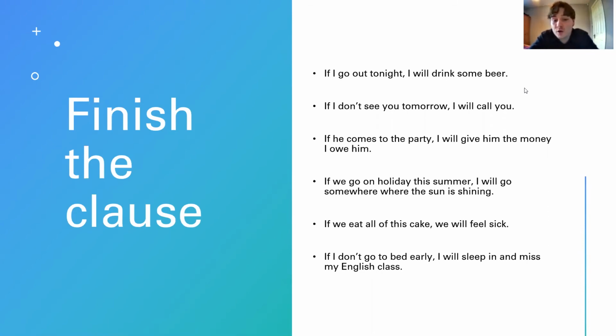If we eat all of this cake, we will feel sick. Okay, so these are things that will probably happen. Like if I eat all of the cake, will I feel sick 100%? Is it a 100% fact? No. There's a possibility that I won't feel sick. But if you eat all of the cake, there's a very good possibility that you will feel sick.